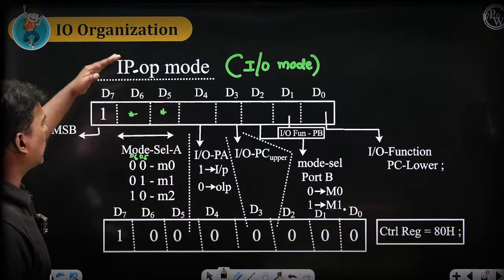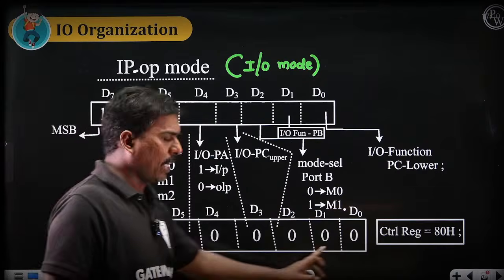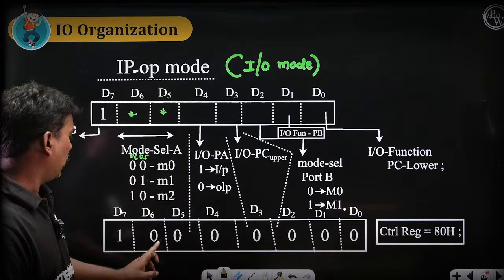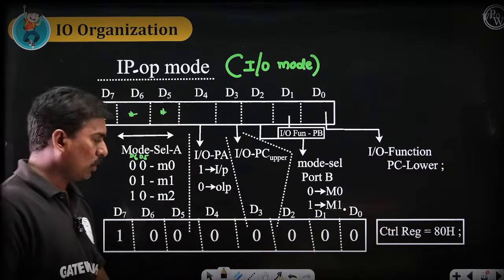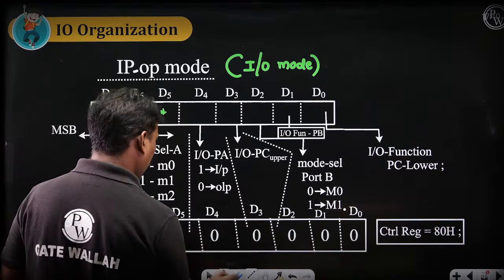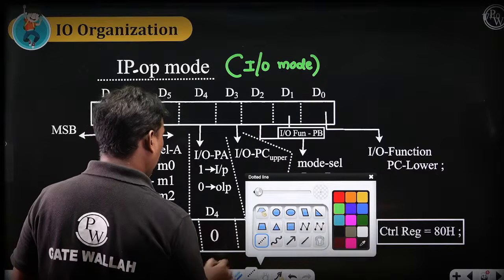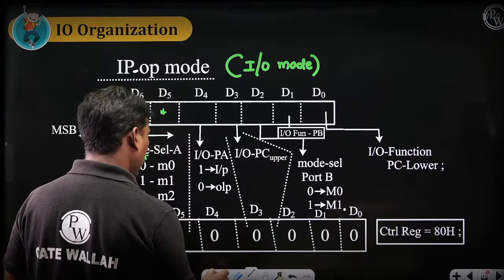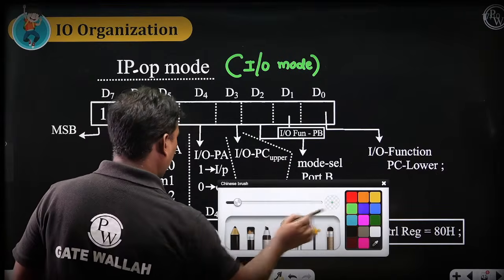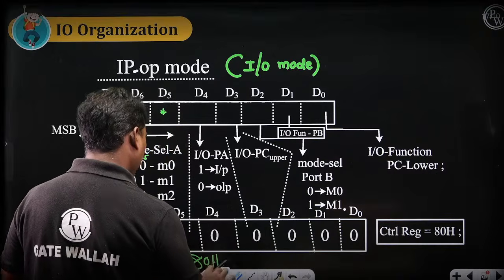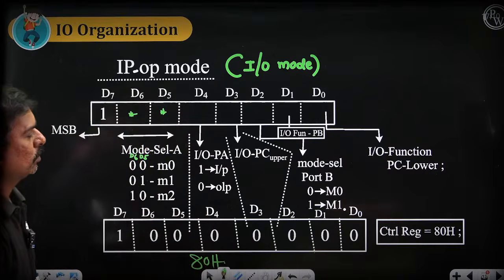Suppose all the ports are output ports, then the control word should be like this: 1, 0, 0, 0, 0, 0, 0, 0. So this is 80. We can write this as 1000 0000, which is 80H.